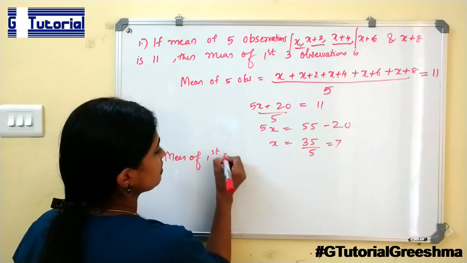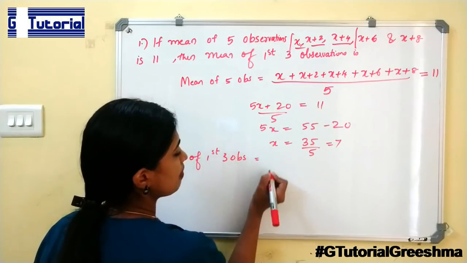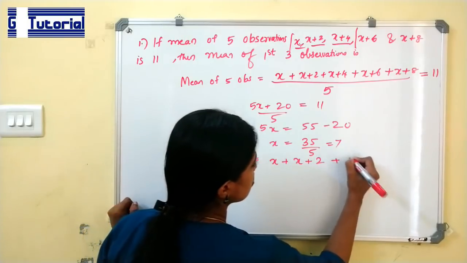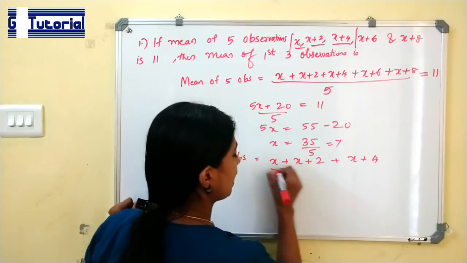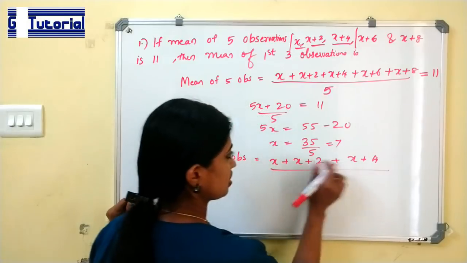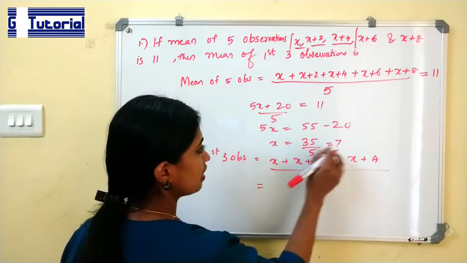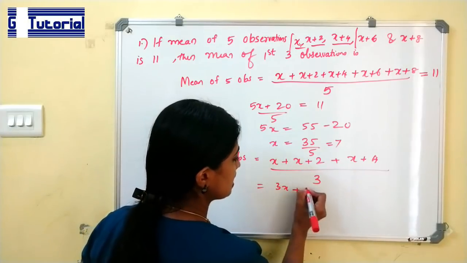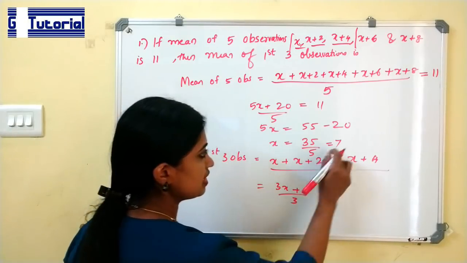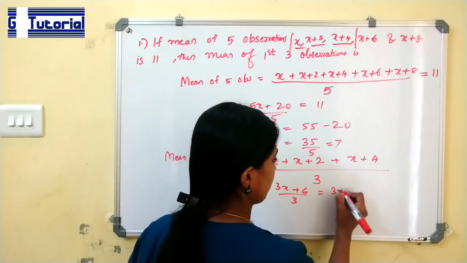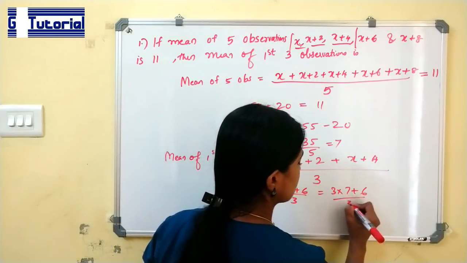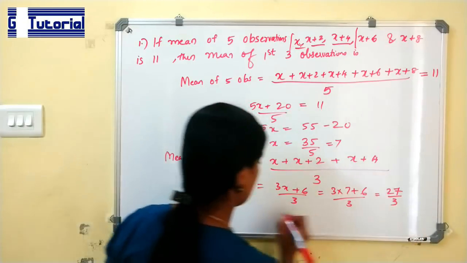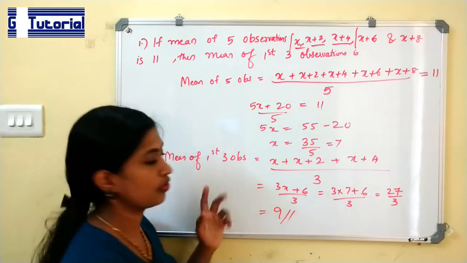So, mean of first 3 observations is equal to sum of observations: x, second data is x plus 2, third data is x plus 4, by number of observations, 3. Here we have obtained value of x as 7. 3x plus 6 by 3. We can substitute for x as 7. So, 3 into 7 plus 6 by 3. 3 7s are 21 plus 6 is 27 by 3 which is equal to 9. This is the answer of this question.